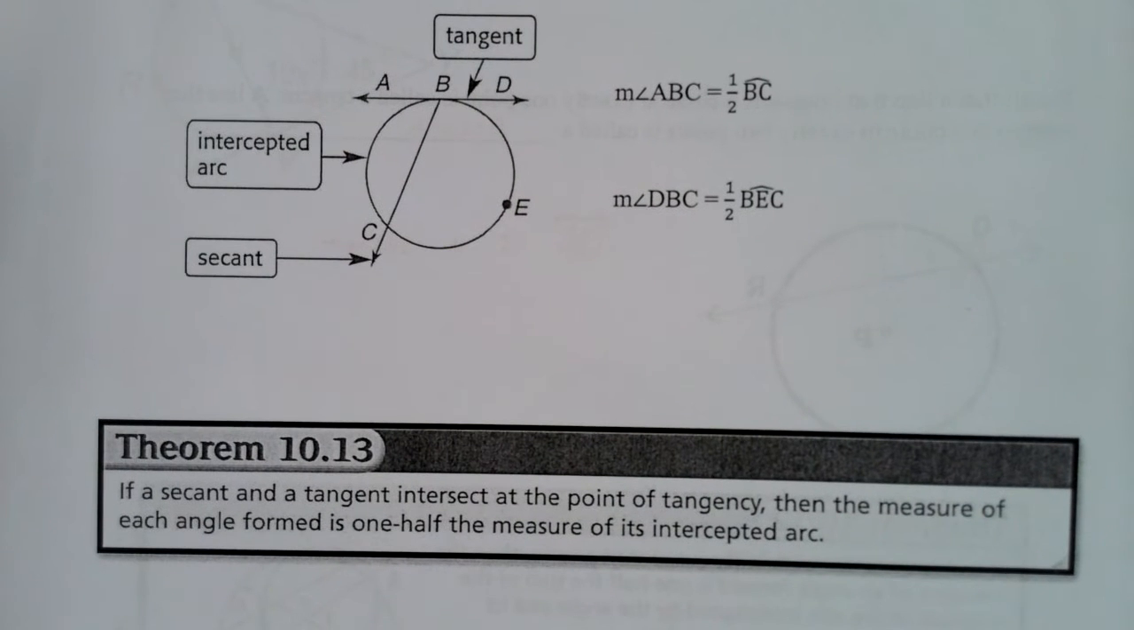That is summarized in this theorem right here. If a secant and a tangent intersect at the point of tangency, then the measure of each angle formed is 1/2 the measure of its intercepted arc. That's what we just talked about.